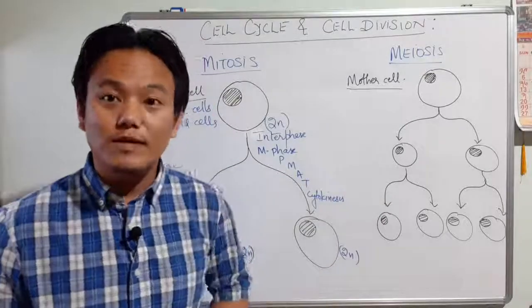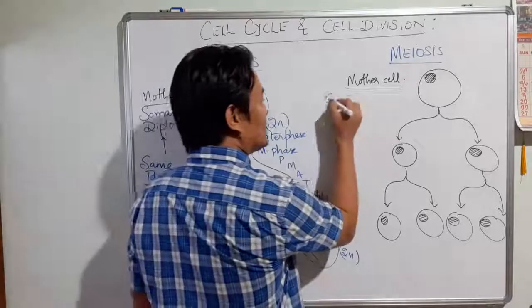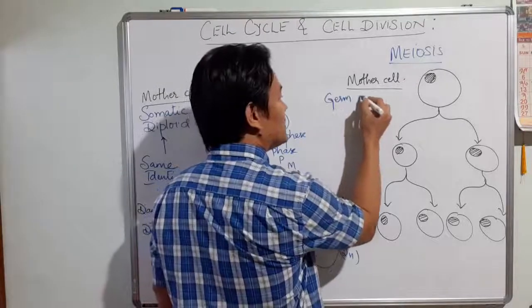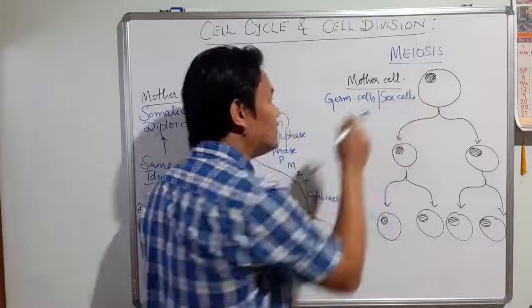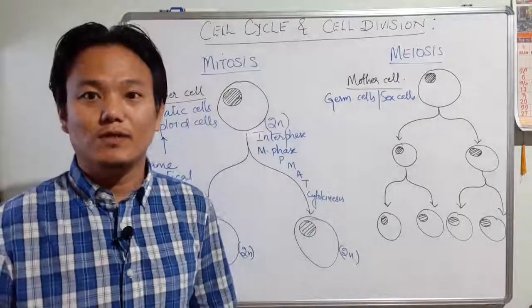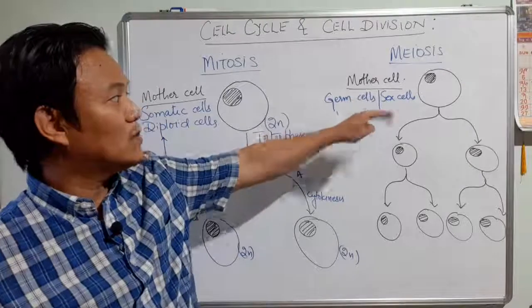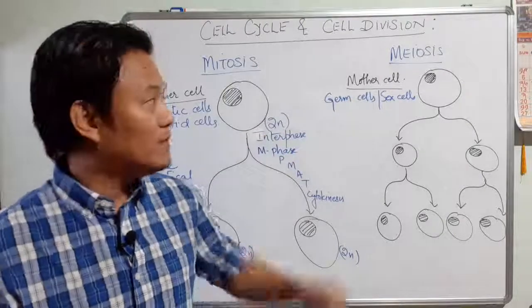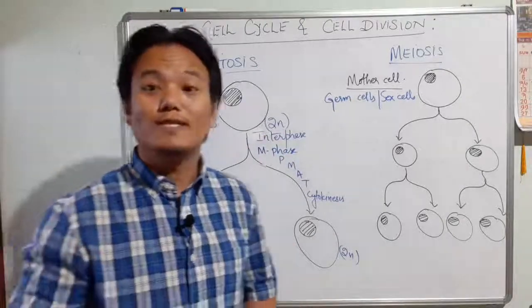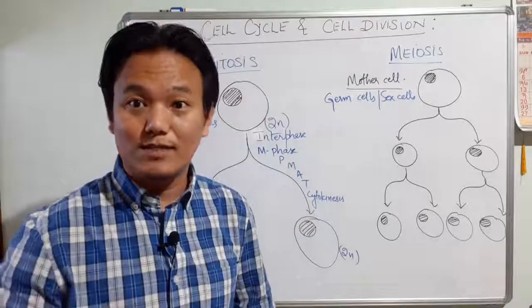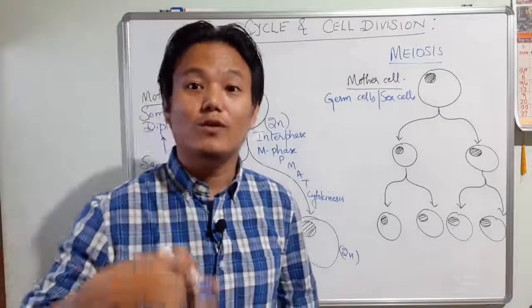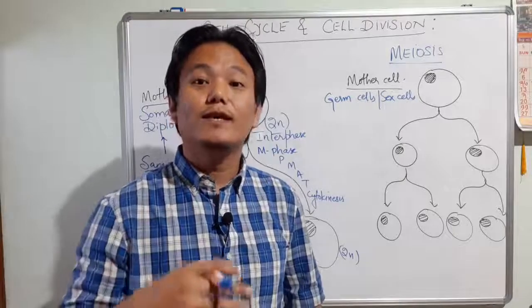The germ cells or the sex cells, the special cells called germ cells or the sex cells of our body, they will undergo meiosis. For example, the cells lining our seminiferous tubules in our testes and the cells within the ovary of the female, they undergo meiosis.